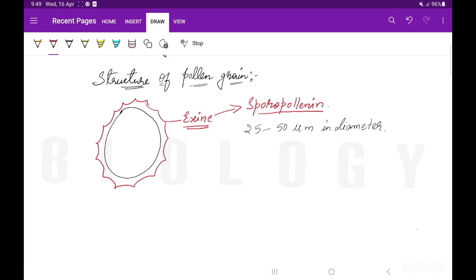There is no enzyme known which degrades sporopollenin. It withstands high temperature and strong acids and alkali. So it is the outer covering of the pollen grain as it protects from all the environmental conditions. Then the pollen grain has a prominent inner wall called intine, which is made up of cellulose and pectin. It is thin.